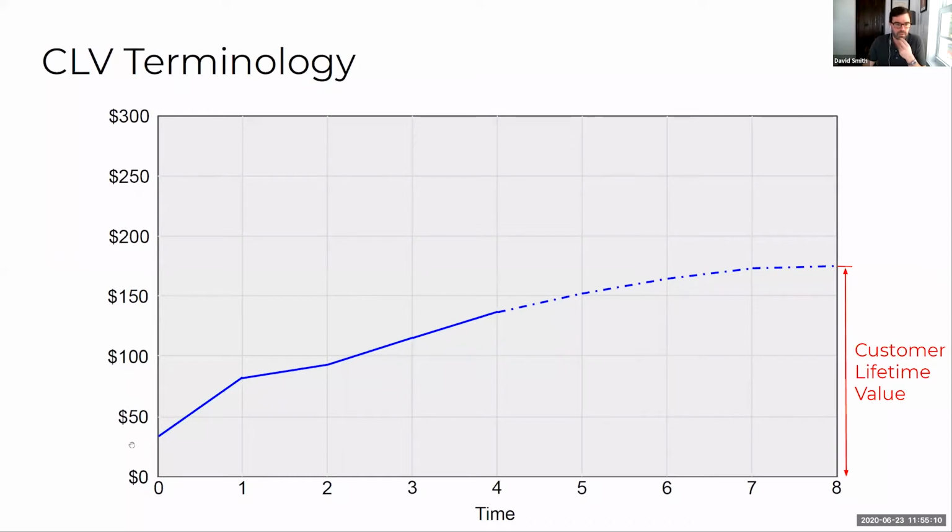Great. All right. The next question is from Paola. What would be the recency in a subscription model and also the monetary value? These are some of the unknowns.